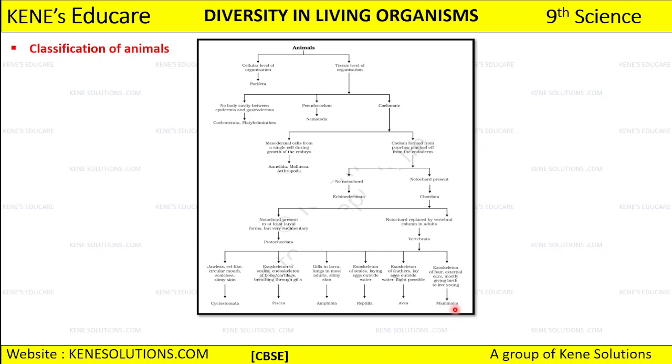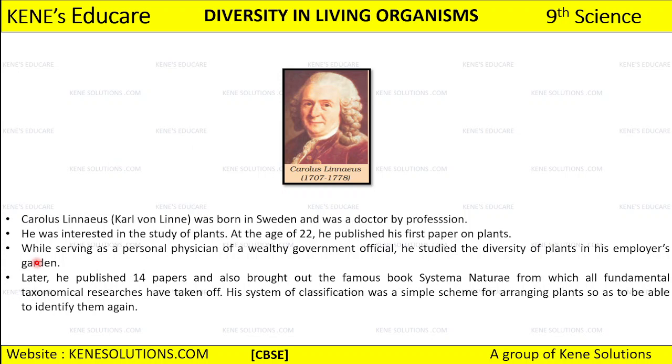I want you all to go through this chart once so that you can have an idea of how it works. Before studying this Kingdom Animalia, you have to go through this chart and then start. Now we have this scientist named Carolus Linnaeus, that is Carl von Linné. Who was he? He was born in Sweden and was a doctor by profession.